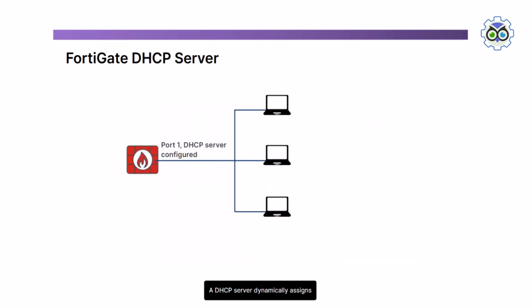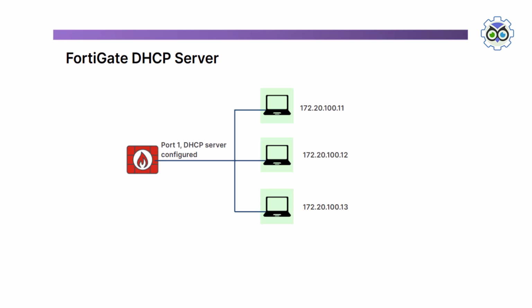A DHCP server dynamically assigns IP addresses to devices on the network connected to the interface. You can configure one or more DHCP servers on any FortiGate interface.